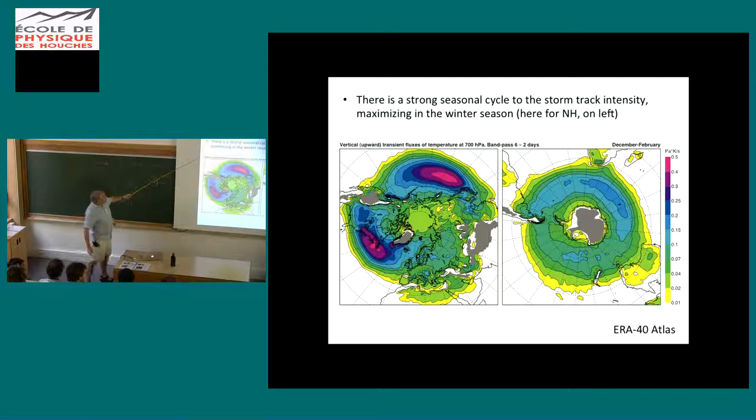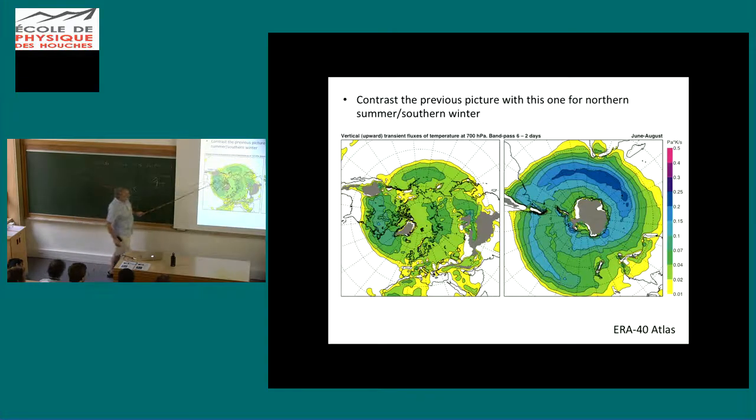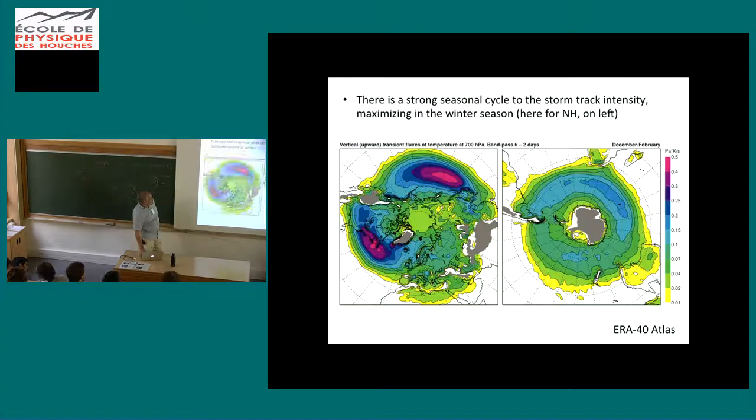So this is now the same plots. This is the vertical transient flux of temperature, W prime T prime, in the synoptic eddies, this bandpass frequency band. But this is now for northern winter, and you can see these really strong structures over the North Atlantic storm track and the Pacific storm track, and a weaker feature over the southern ocean. And if you just compare that with the northern summer and southern winter, we see now that the northern storm track is much weaker in terms of the energy fluxes. And now the southern has got stronger. So if I just toggle back and forth between those, you compare this with this, it's a massive change.